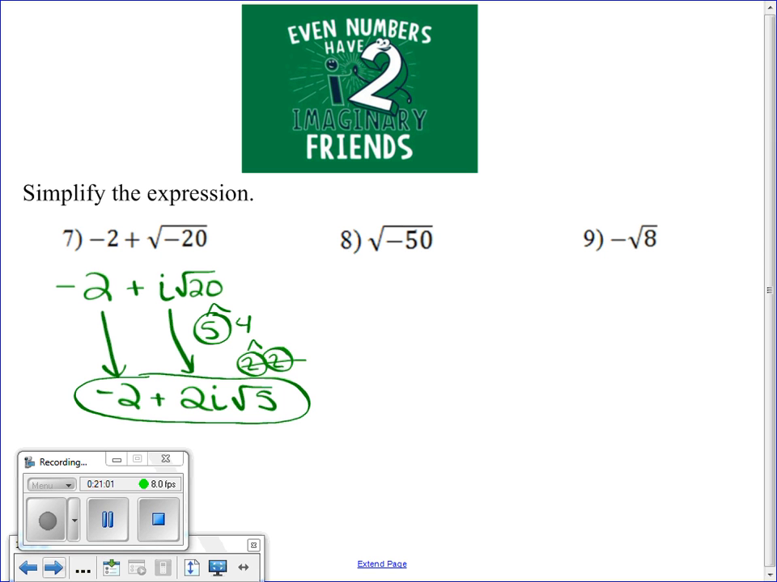All right, what about number 8? What did you do first? Good. We're going to pull that i out, so i radical 50. 10 and 5. 5 and 2. We have a pair of 5's. I have an i and a radical 2.